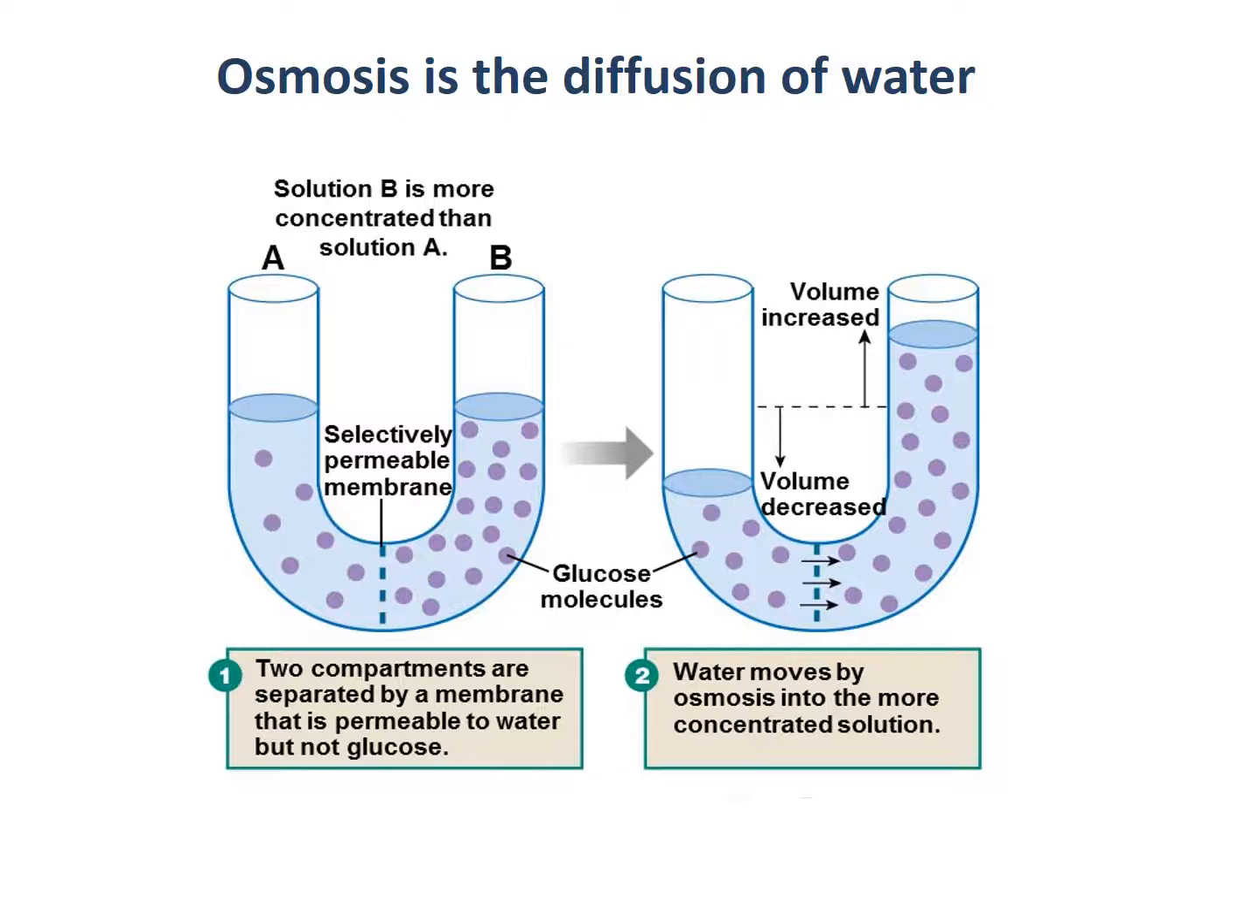So we've been talking a lot about different compounds moving across a membrane, but one of the most important compounds to discuss is water. In this case, 2 compartments of this tube are separated by a membrane that is permeable to water, but not to the glucose molecules that are in it. So because of this, water will move from A to B to equal the concentration on both sides. This movement of water is called osmosis, which is the diffusion of water from a high concentration of water to a low concentration of water.